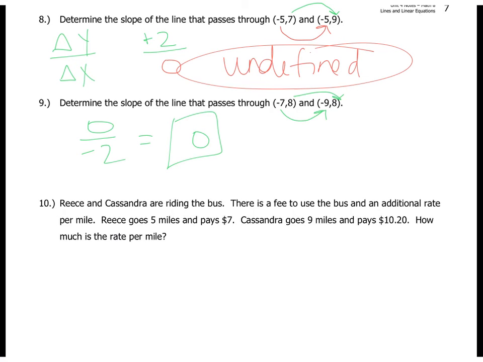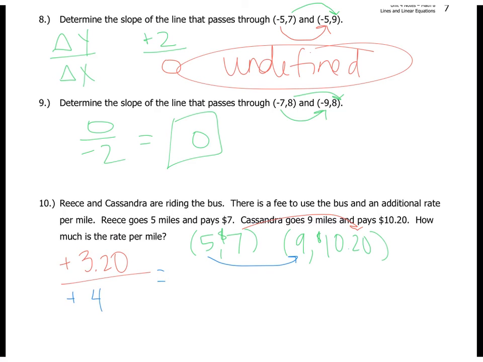Finally, Reese and Cassandra are riding the bus. There's a fee to use the bus and an additional rate per mile. Reese goes 5 miles and pays $7. Cassandra goes 9 miles and pays $10.20. How much is the rate per mile? So from 7 to 10.20, you go up $3.20. From 5 to 9, you go up 4. So what we're really going to do is divide 3.20 by 4, and you find that it is 0.8 or 80 cents per mile.